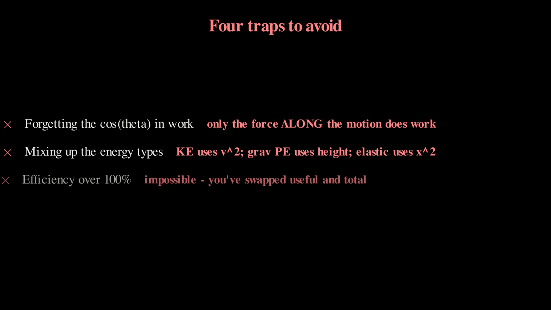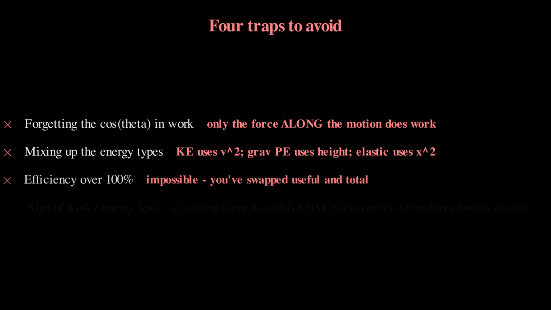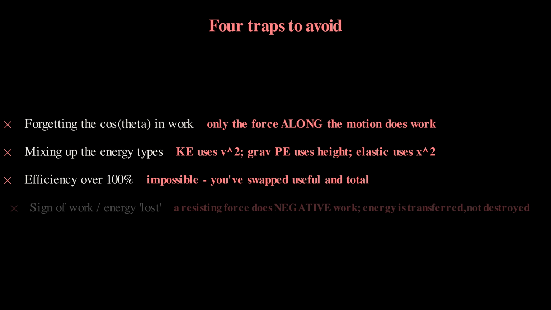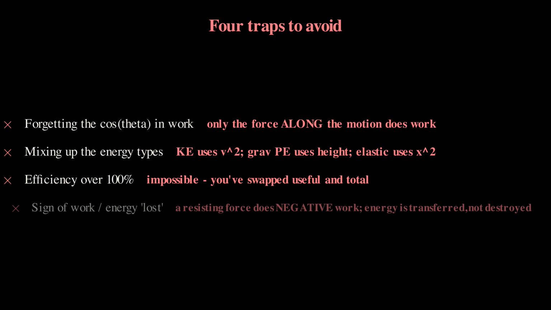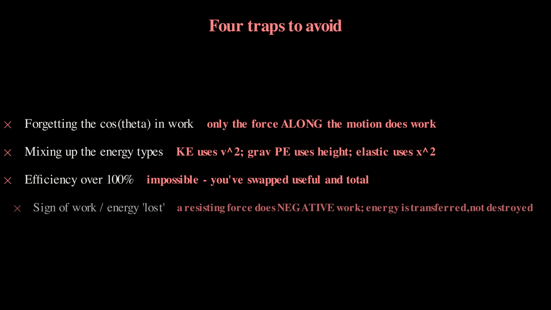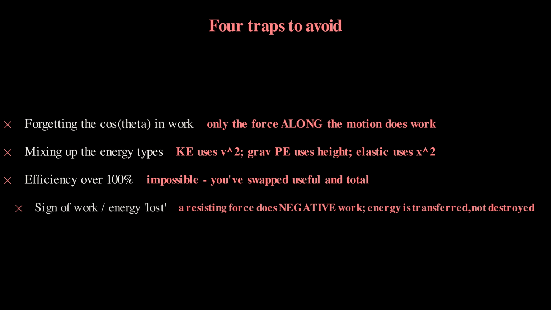And 4. The sign of work. A force that opposes the motion, like friction, does negative work, taking energy away. But remember that energy is only transferred, never truly destroyed. It becomes heat. Dodge these four, and work, energy, and power become some of the most reliable marks on the paper.